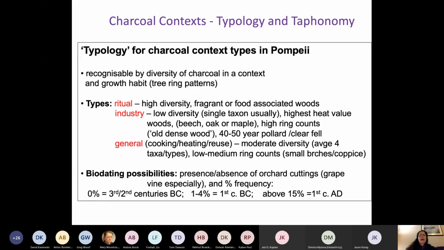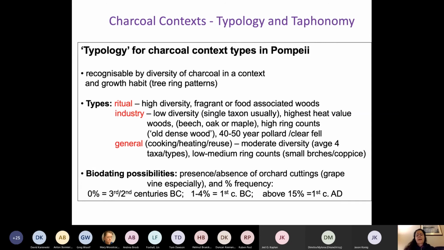Talking a bit more about contexts and what we can do with archaeobotany now. In Pompeii, I've made a longish study across the city of about 4 major sites, but which looked like they were owned by 11 different owners. But not at the 79 AD level, going down below that through the normal archaeology. And what I found is that ritual deposits with charcoal in them have a high diversity, representing all the fragrant or food associated woods that might have been put in that Roman deposit.